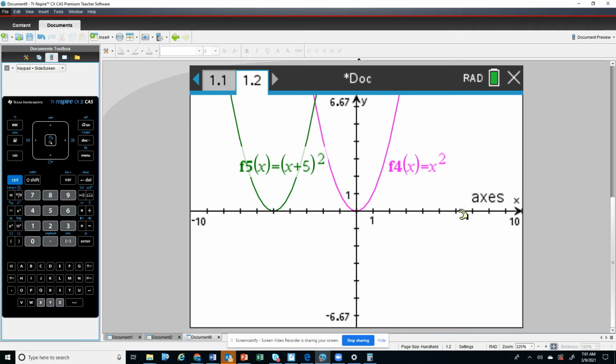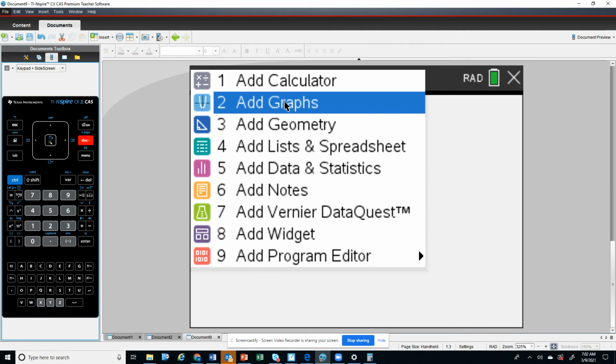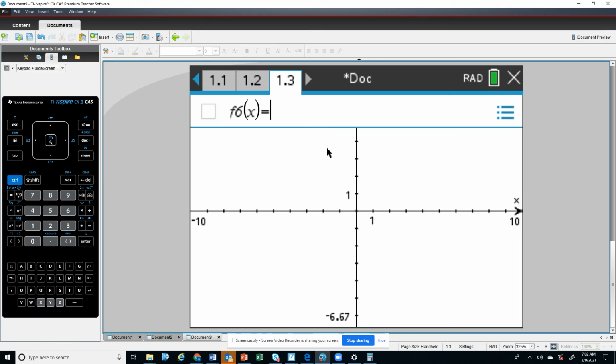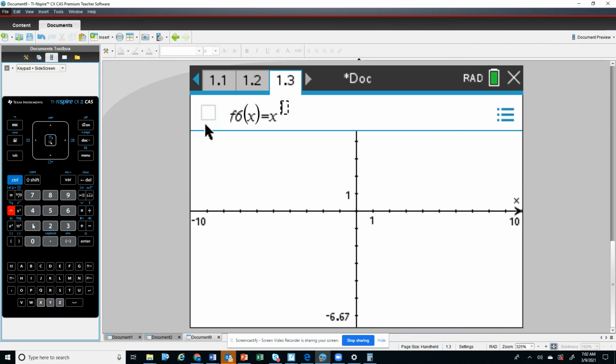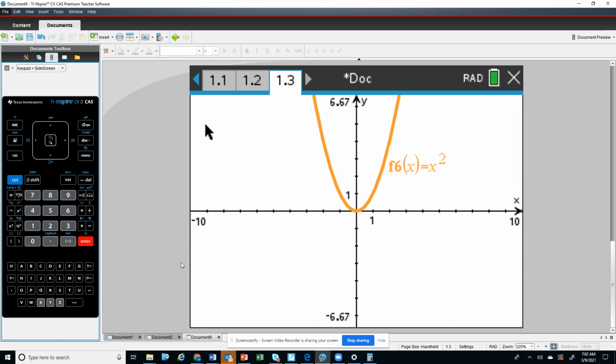Number 5. Okay, I'm going to add a new page now. You remember how to do that? Okay, so you press Control plus page, and then I'm going to add graphs. So that's my third page. So I'm going to enter my parent function, which is x squared. And then I'm going to enter. So that's my parent function. Now I'm going to add the transformed graph. And so I'm going to hit tab now.